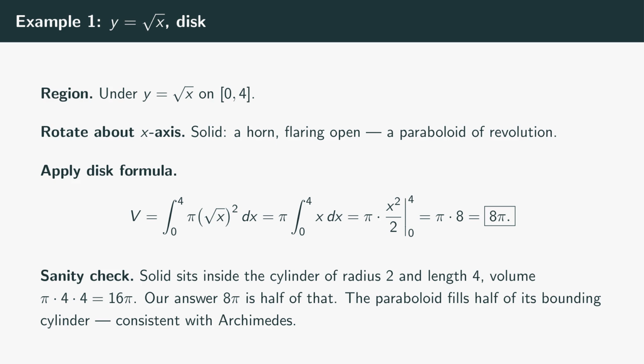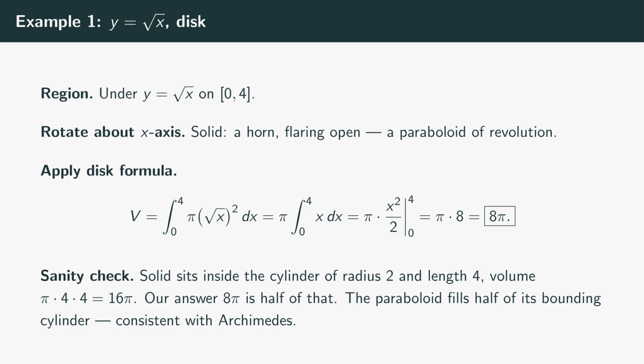Evaluate from 0 to 4, 16 over 2 minus 0, which is 8. Multiply by pi, the volume is 8 pi. Sanity check. The solid sits inside the cylinder of radius 2 and length 4. That cylinder has volume pi r squared h, which is pi times 4 equals 16 pi. Our paraboloid is exactly half that, 8 pi.